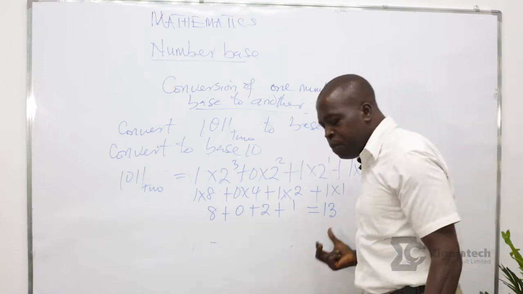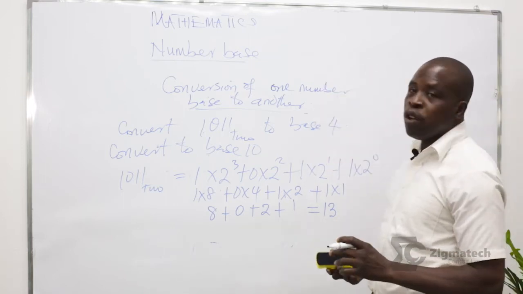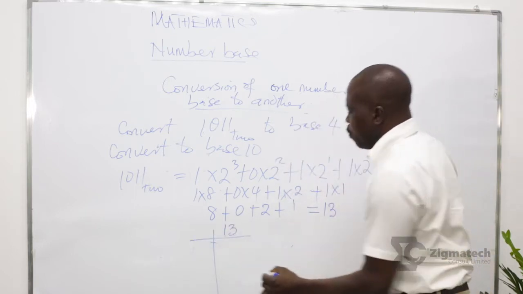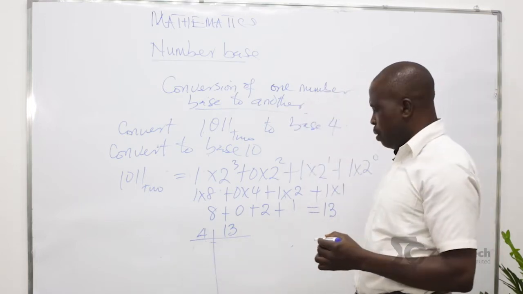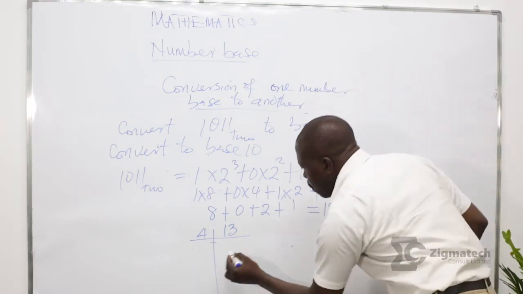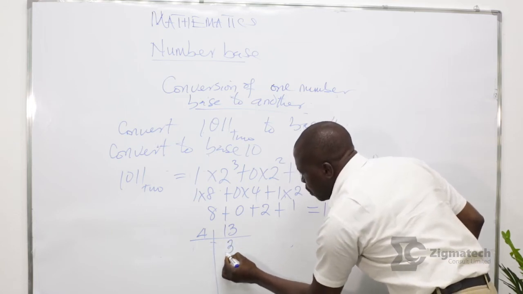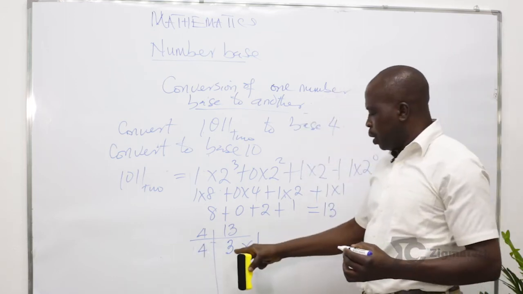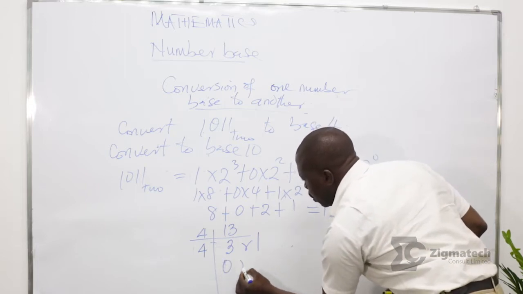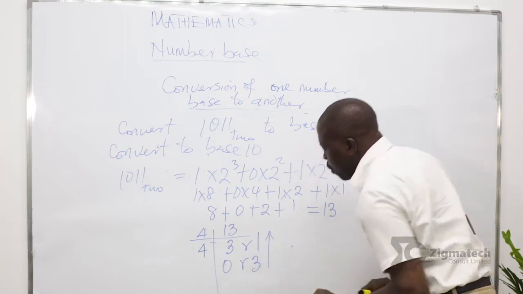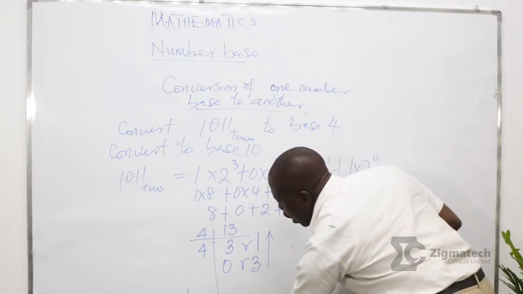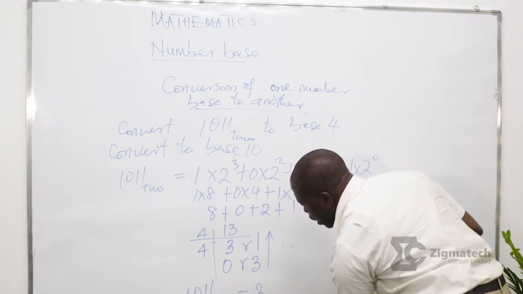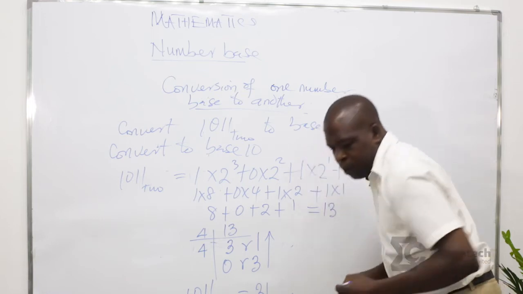Now, we want to convert 13 base 10 to base 4 through our normal division method. We divide 13 continuously by 4, taking into consideration the remainder. 13 divided by 4 gives us 3, remainder 1. Then 3 divided by 4, of course, 3 cannot be divided by 4, so we write 0, remainder 3. Therefore, we have 3, 1. Now, 1, 0, 1, 1 base 2 equals 3, 1 base 4.